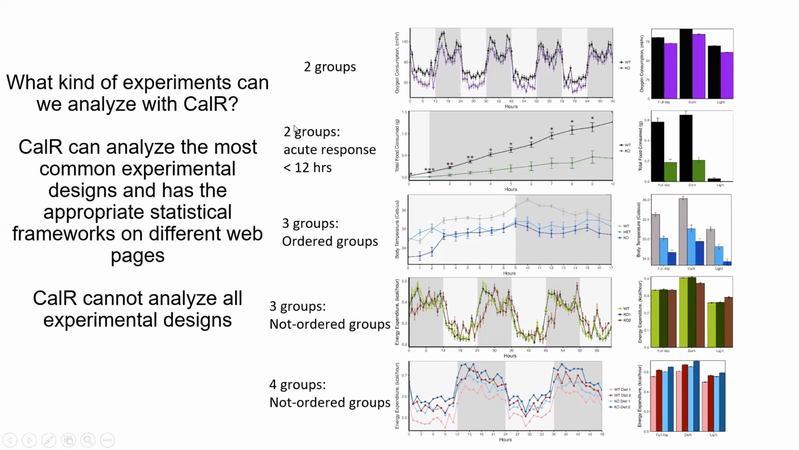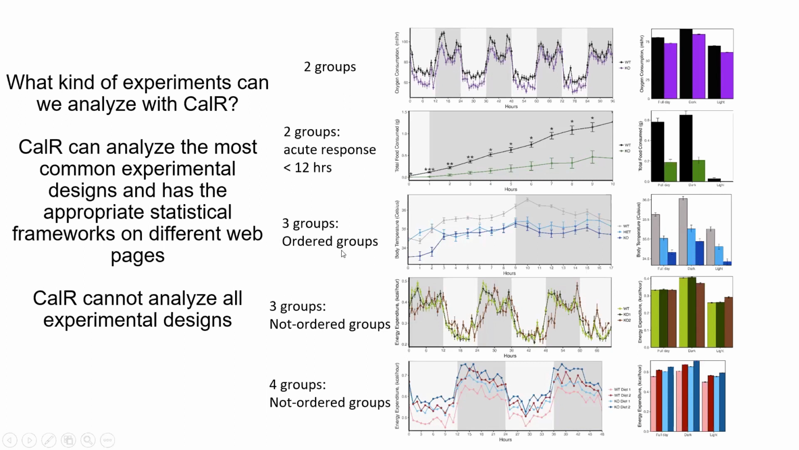That's simple. Sometimes people are doing acute responses. You treat an animal with something, or you treat with an intervention, and you want to see over a short period of time, are these statistically different? And so you can get significance calculations at each of the points for a period under 12 hours, where you are calculating the appropriate test, ANCOVA or ANOVA, at each of the points for under 12 hours.